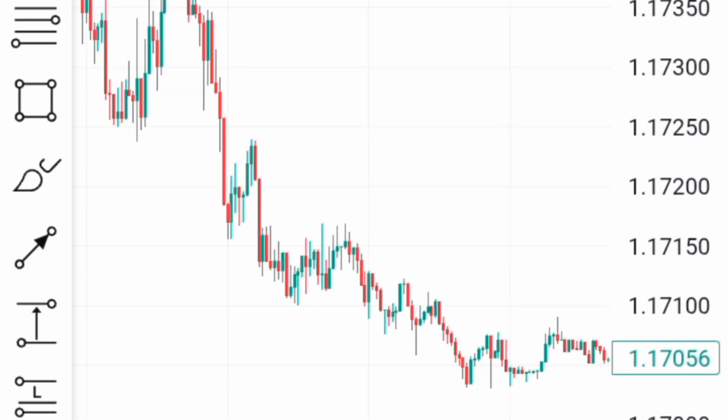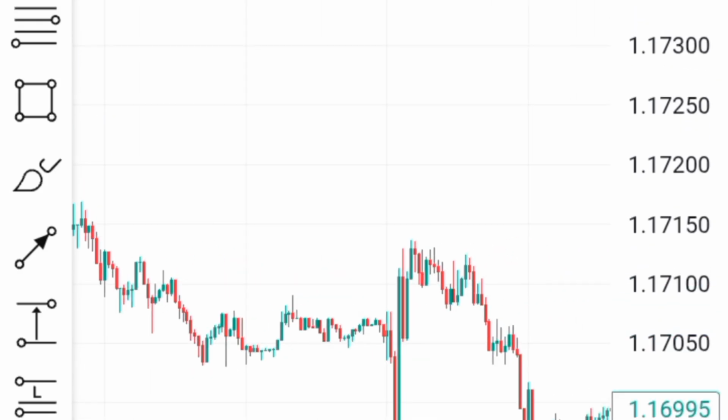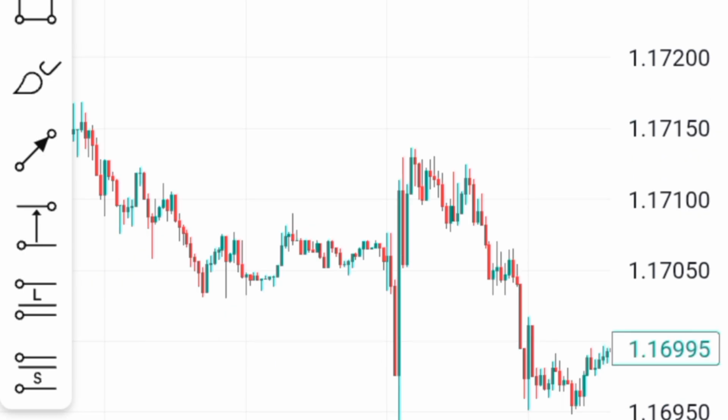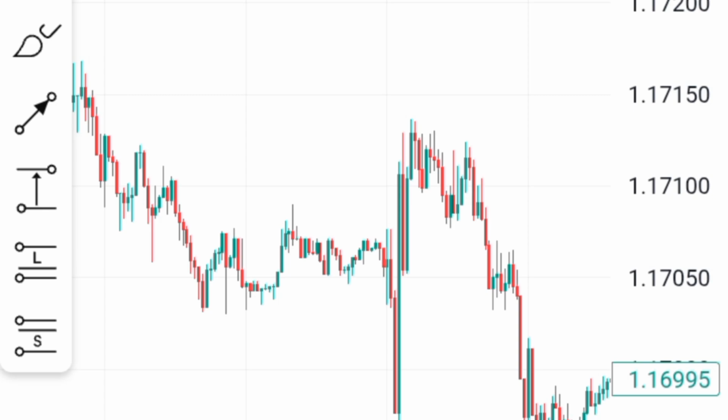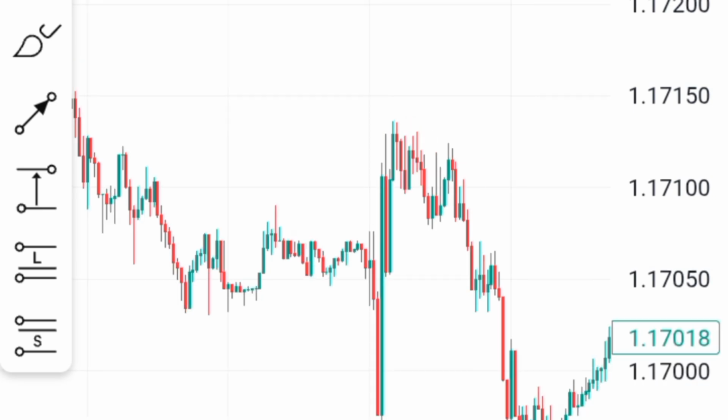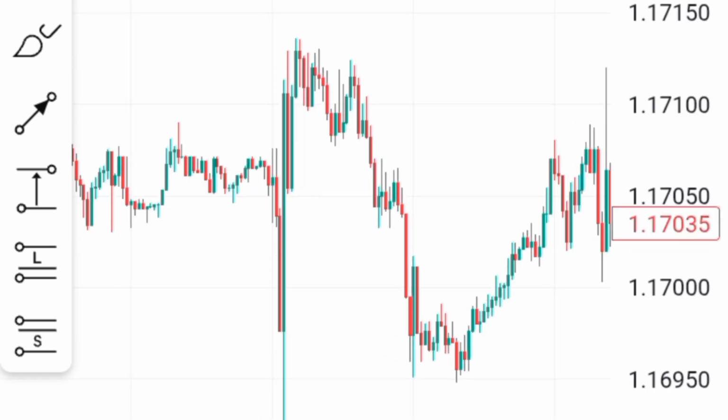If you want to become profitable in this forex market, there are some things that you should always take seriously. First of all is using one time frame. For example, if you're a scalper, it's better to focus on the 5-minute, 15-minute or 1-minute time frame. Here we are going to focus more on the 5-minute time frame.